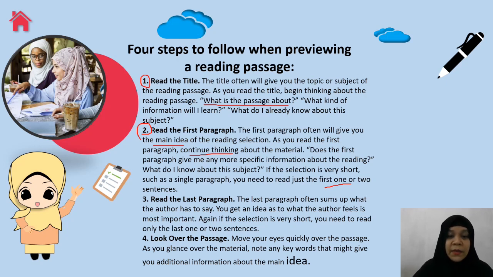Just read the first paragraph and then you can jump to the last paragraph to read it. The last paragraph often sums up what the author has to say. You get an idea as to what the author feels is most important. So this is such a conclusion part of a text. Again, if the selection is very short, you need to read only the last 1 or 2 sentences. So you don't need to waste time in order to get the whole information of the text. That is why you need previewing.